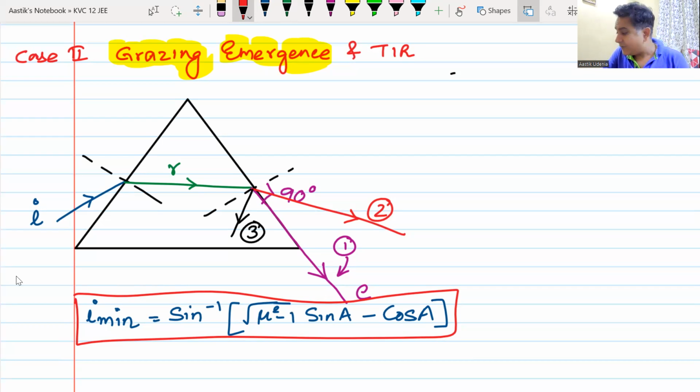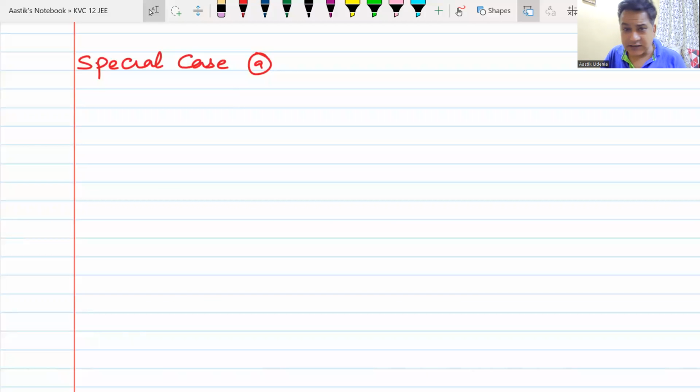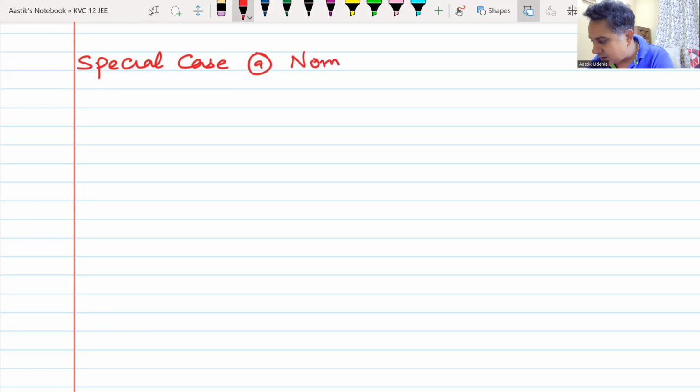But if we have some special cases, you will have to remember those special cases, as they can come, and I have seen them coming in JEE Advanced. So I am just giving you that so that if it comes again in JEE Main, you should be able to understand. Case number one is normal incidence.